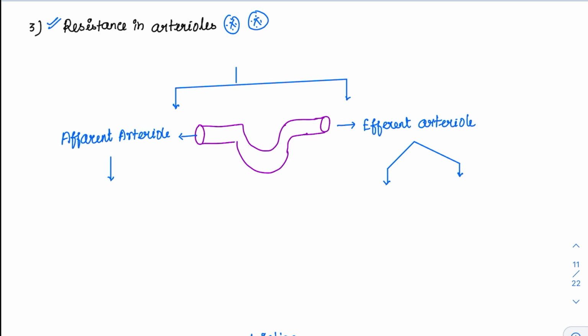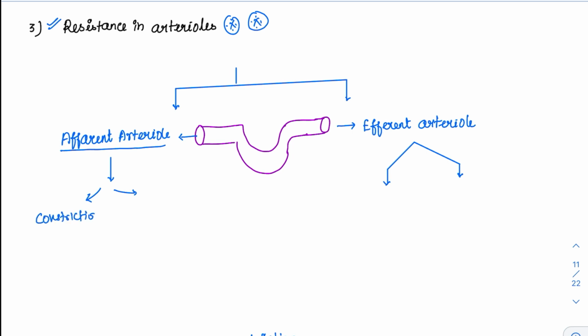So first thing is, let's start with the afferent arteriole, which is easier to remember. What they did is constriction and also dilation. Whenever there is constriction of the afferent arteriole, what will happen? The flow itself is decreased. So what will happen to the GFR? There is a decrease in GFR.